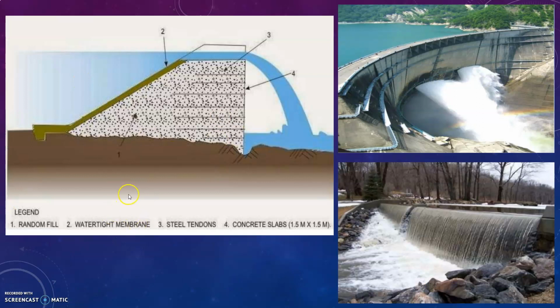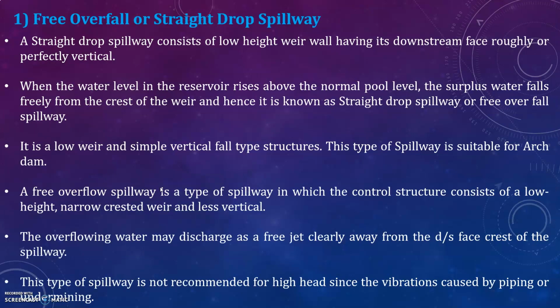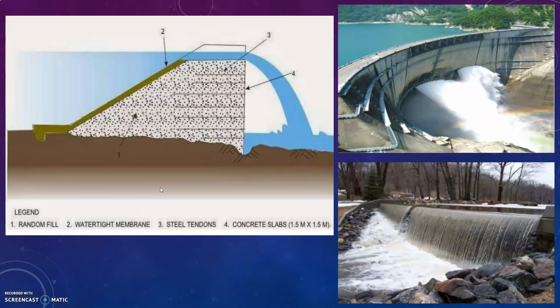You can see here, this is a free overfall or straight drop spillway. This is a rubble fill and the watertight membrane, and these are the steel tendons, and this is a concrete slab. You can see here, this is a free fall or straight drop spillway. This is also a straight drop spillway.